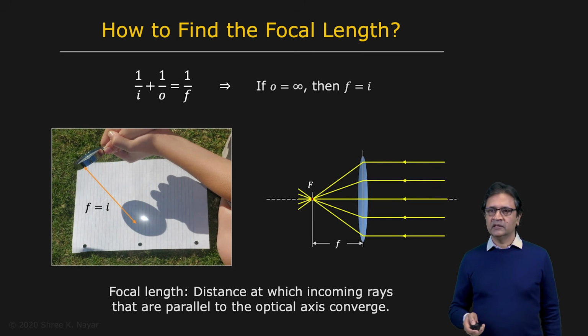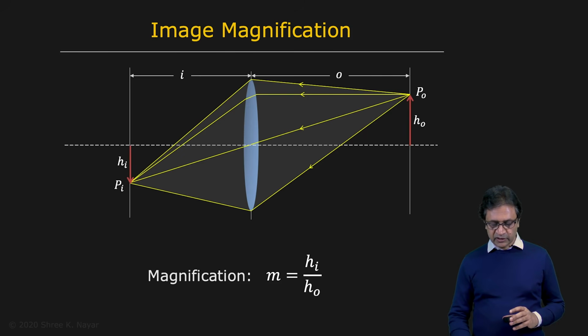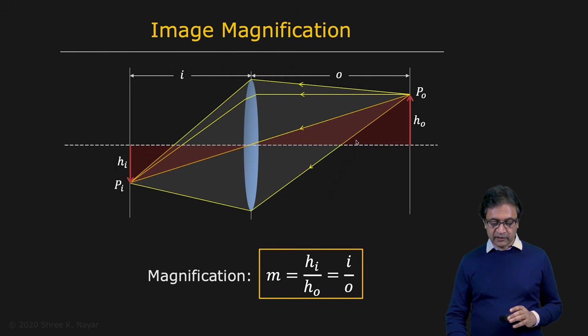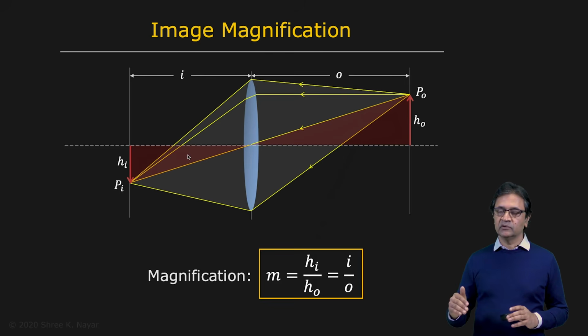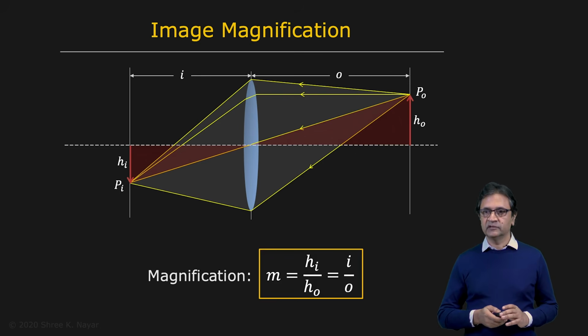So now, with that in place, let's take a look at the magnification due to a lens. Once again, you have the object at distance O, you have the image at distance I, and the height of the object in this case is h0. And we want to know what is going to be the height of the image hi. So the magnification is defined as hi divided by h0. And if you look at these two similar triangles, the red triangles, you see that hi by h0 is equal to I divided by O, the image distance divided by the object distance.